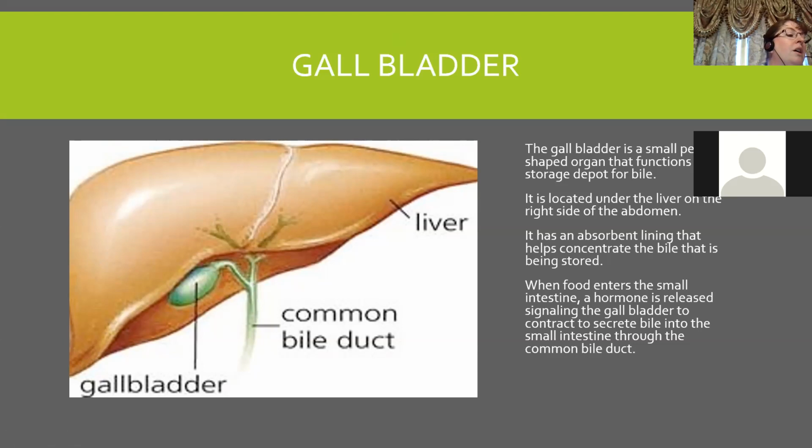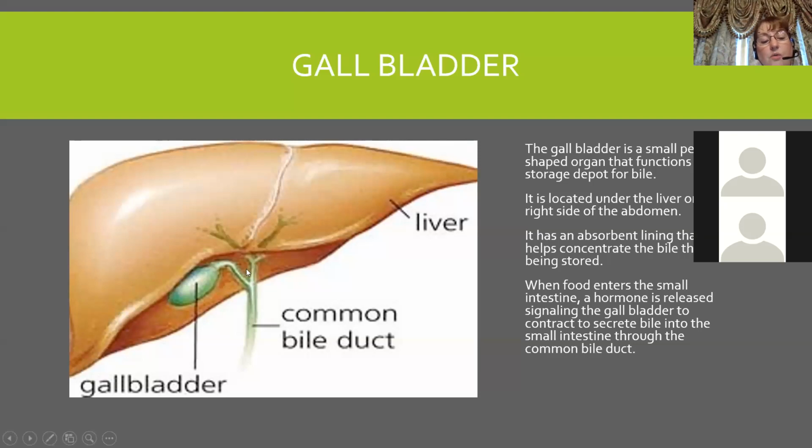Anyway, the gallbladder has an absorbent lining that helps to concentrate the bile that's being stored in it. When food enters the small intestine, a hormone is released and signals the gallbladder to contract and secrete bile into the small intestine through the common bile duct. So bile goes from the gallbladder through the common bile duct into the small intestine.